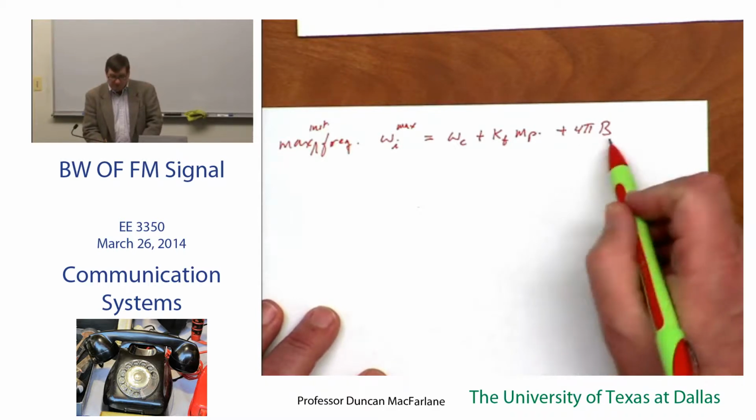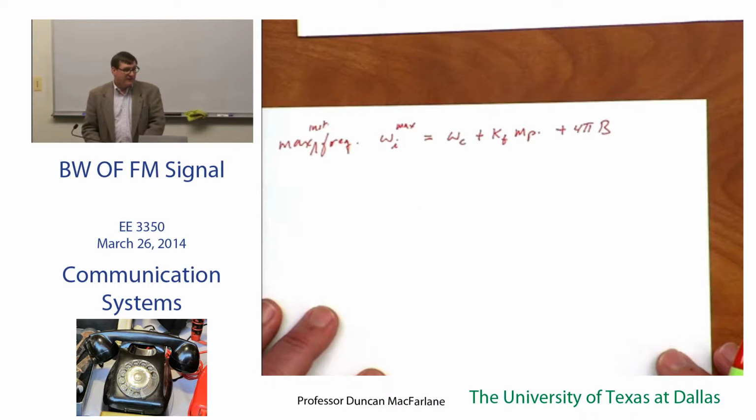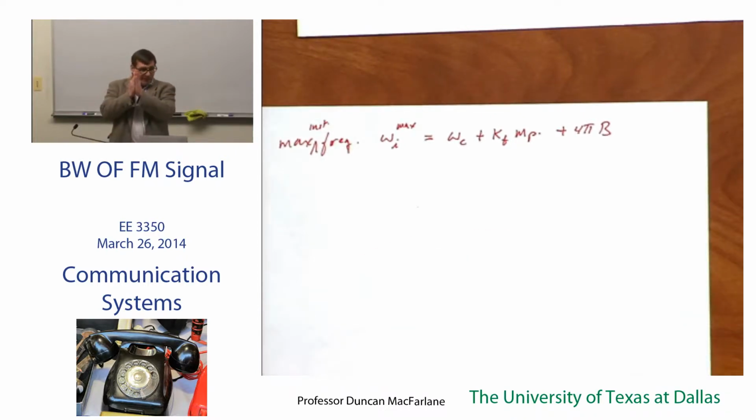Does everyone see where I get that 4 pi b in there? The maximum frequency that I want to consider is going to be the maximum of the sinc function at the peak, plus a little bit more because my sinc function is fat. Okay?